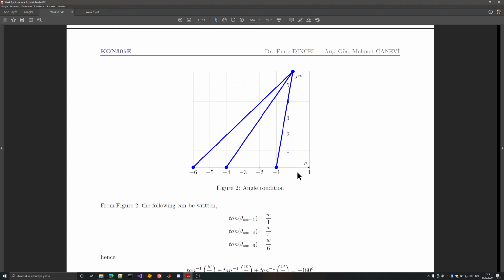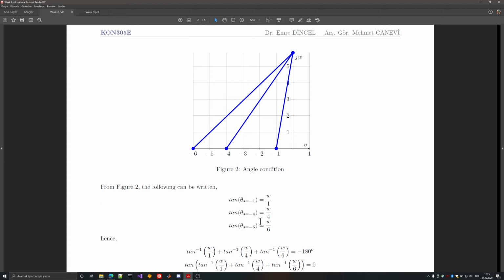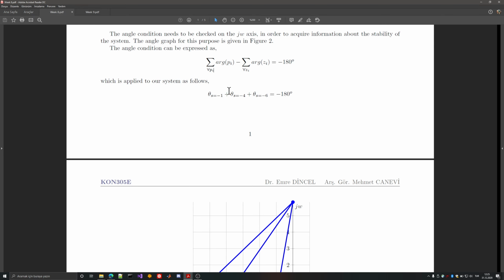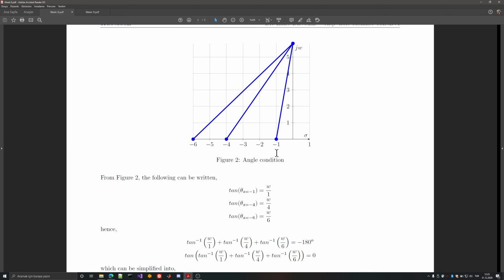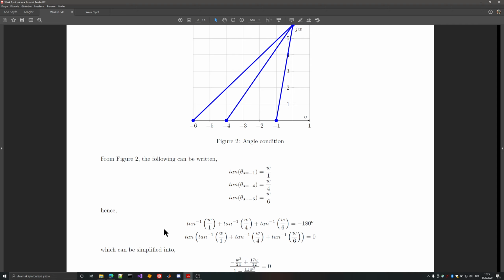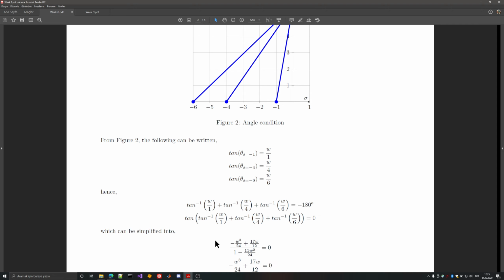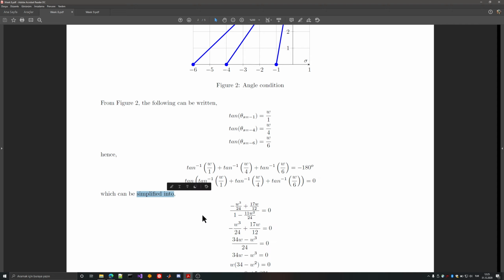So since this is y divided by x, I can see that every tangent of the angle will be omega divided by 1, omega divided by 4, and omega divided by 6. So I have to take the inverse tangents, and I have to apply it to this equation here. If I do this, I get this 3 inverse tangent sum that will be equal to -180 degrees. If I take the tangent, I will get 0 here. So in order to solve this, I will move on here.